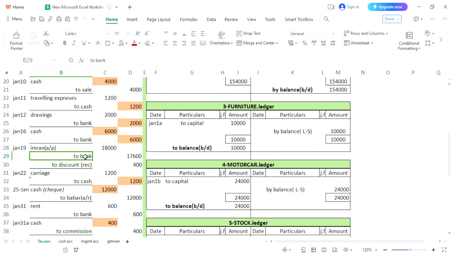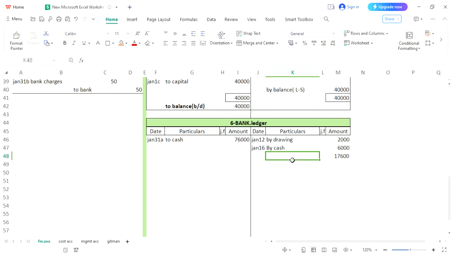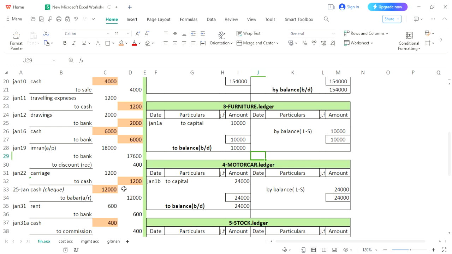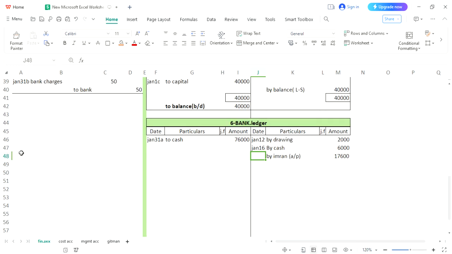Time to see its reference of 17,600. This was your bank. What is written on the opposite side? Imran, account payable. Come over here and write down Imran, which was your account payable. Reference is completed. It's time to see the 17,600 date. This is January 19. Come over here and put the date January 19.